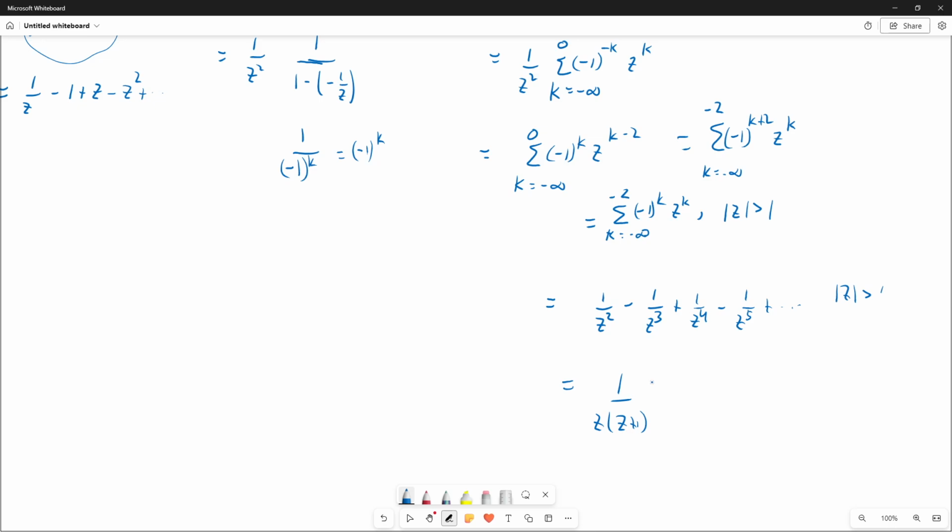So we had two different Laurent series expansions for this function. One of them in the annulus that contains the point 0 inside, but not -1. That's this first annulus. And then the second one is the outside.